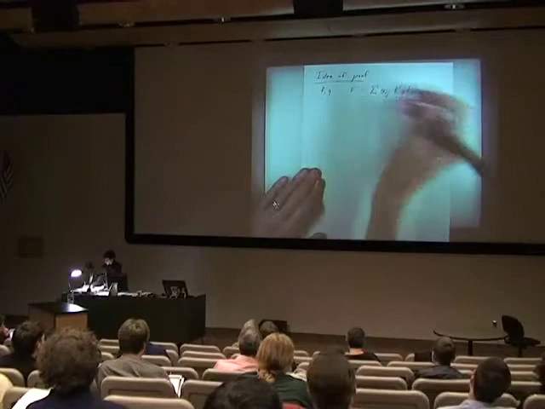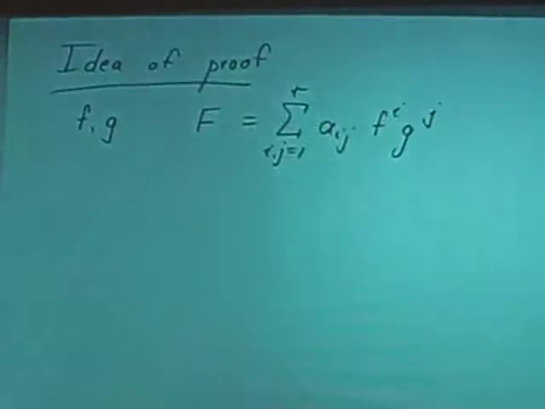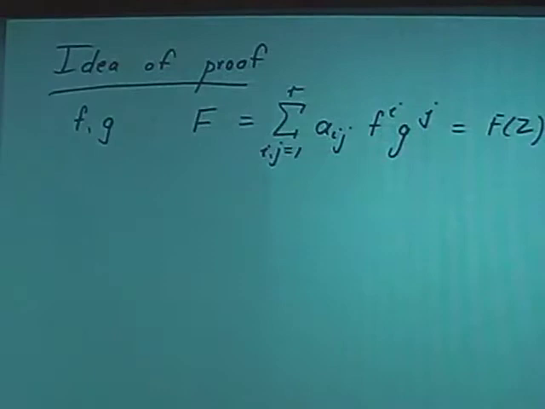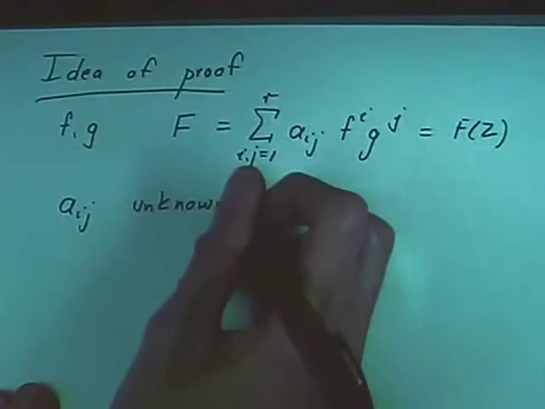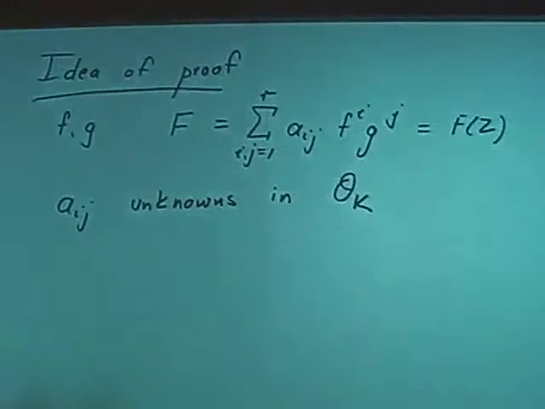So this is of course a function of z. So this is an example of what you're seeing in some of the other lectures, an auxiliary construction, and the whole point is that you treat the aij as unknowns in the ring of integers of your field that you've set up in the statement of the theorem.